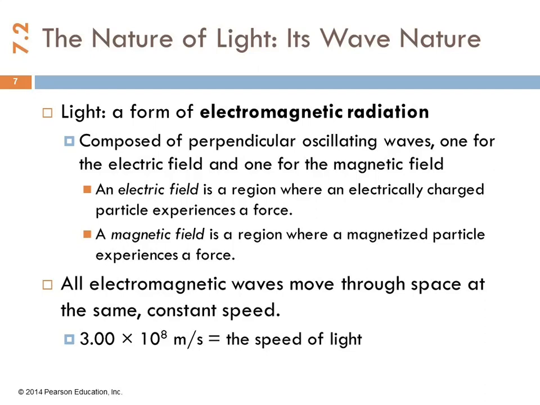So light is a form of electromagnetic radiation. All electromagnetic waves move through space at the same constant speed. It's called the speed of light. It's 3 times 10 to the 8th meters per second.